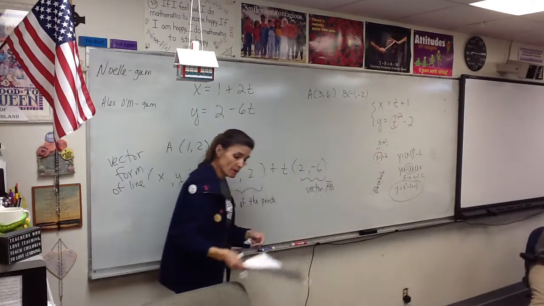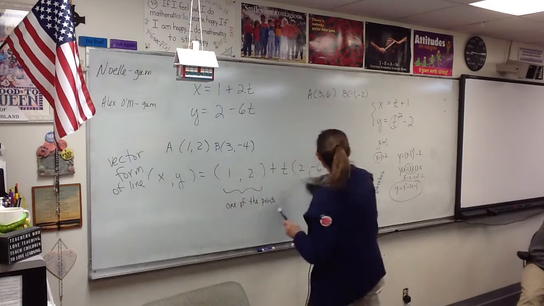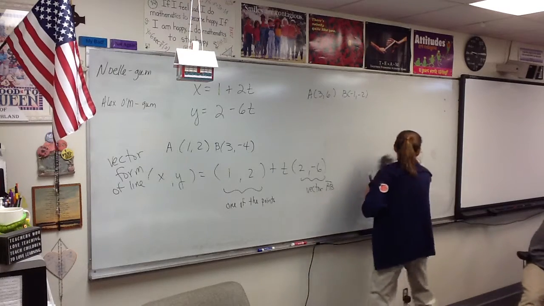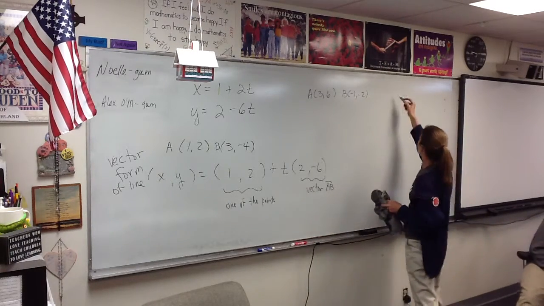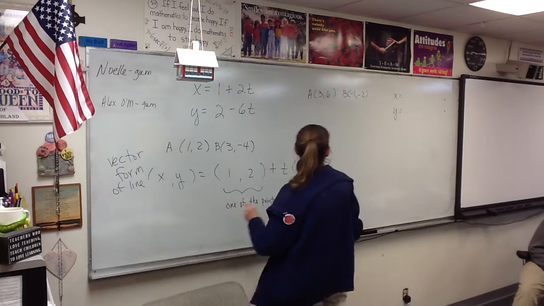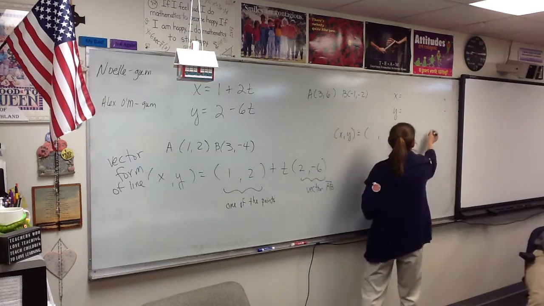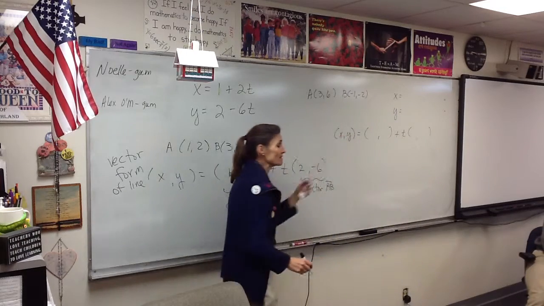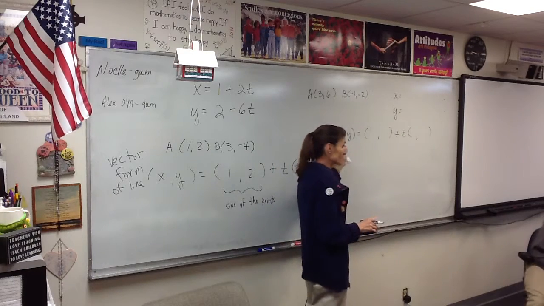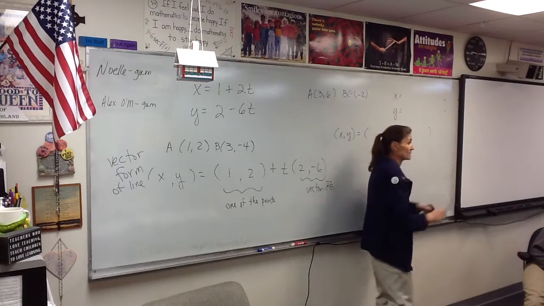It says, write the parametric equations of the line. So I know that my goal is to have x equals and y equals. But I can't get there until I write my vector form. I've done so many of these, it's automatic. I hope it becomes automatic for you. Your vector form is just x comma y equals parentheses plus t times parentheses.